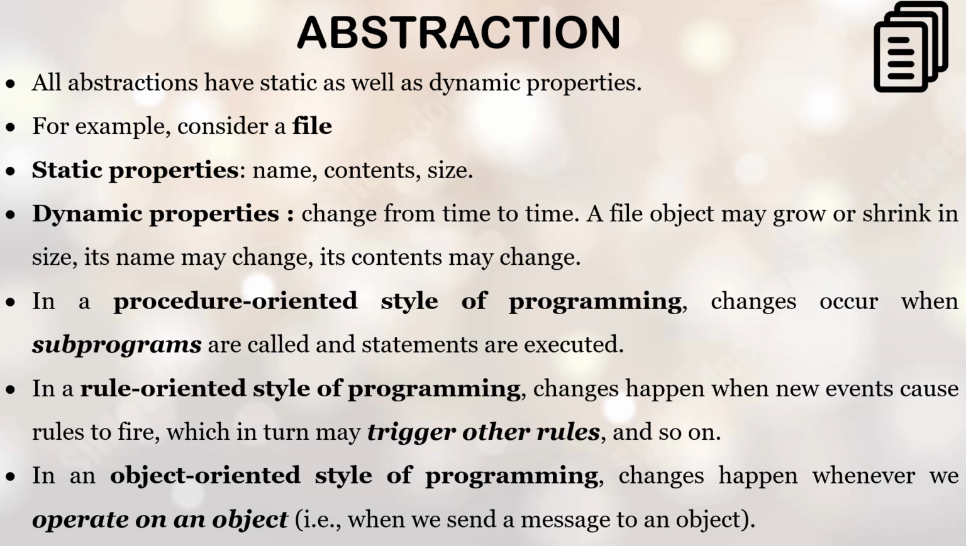The dynamic properties for the different types of programming are given below. When it comes to procedure-oriented programming, changes can happen when a main function calls a subprogram. In rule-oriented programming, changes can happen when one rule triggers another rule. In object-oriented programming, changes can happen when an object's function is performed.